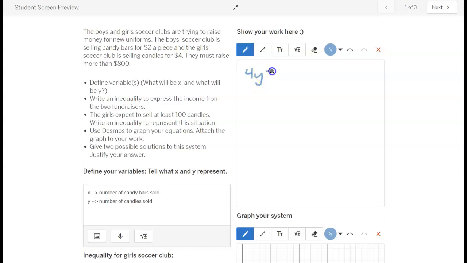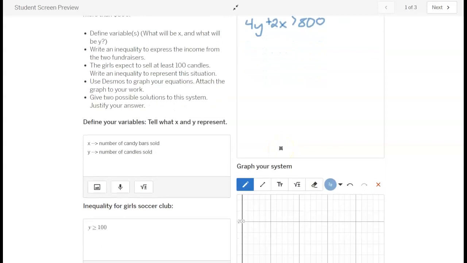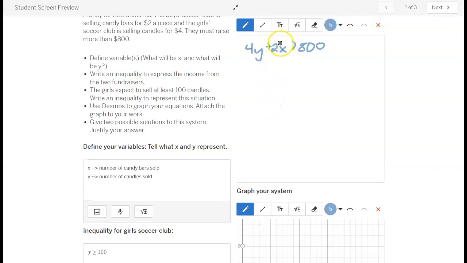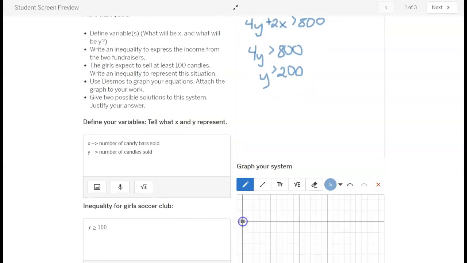4y plus 2x is greater than 800. So if I pick a couple points, I can find my intercepts, I can find my x-intercept, and I can find my y-intercept. If I plug 0 in for x, I get 4y is greater than 800, which means that our y-intercept is 200. All I'm doing is finding my intercepts now. There's one of them.